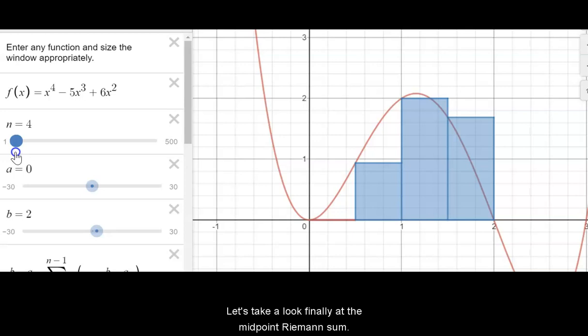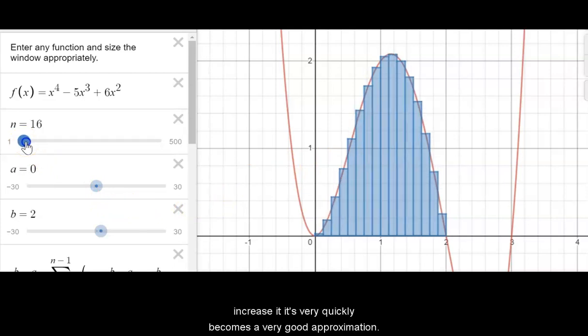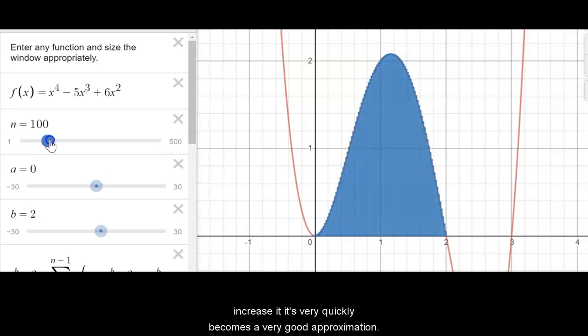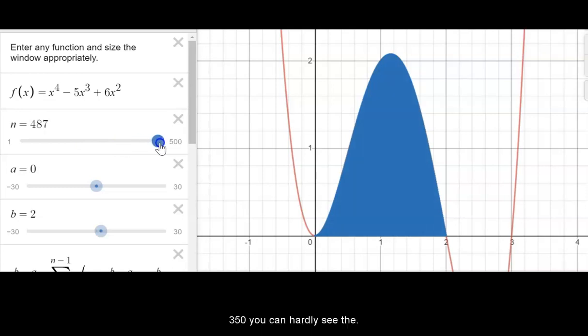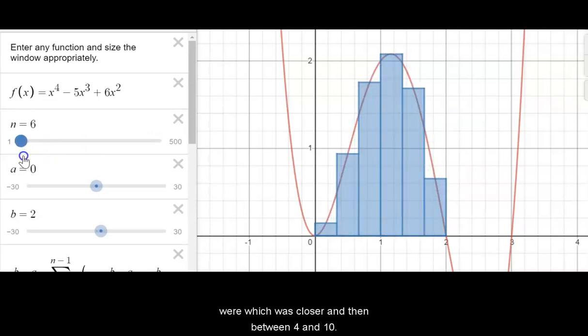Let's take a look finally at the midpoint Riemann sum. Here is our same curve that we're looking at, but now you can tell that this must be a midpoint Riemann sum since it is the center point of each rectangle that intersects and touches the function. If I take the slider bar for the number of boxes and increase it, it very quickly becomes a very good approximation. This one also goes up to 500. But by the time you get to 350, you can hardly see the difference. Again, you can scroll all the way back down to where we were, which was in between 4 and 10.